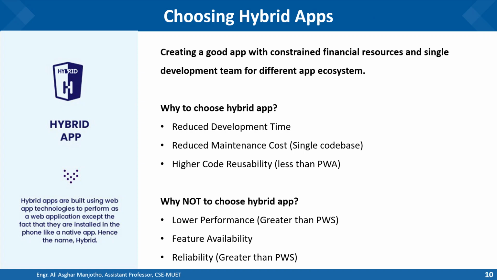So in hybrid applications, you have reduced development time, reduced maintenance costs, and high code reusability. These are the advantages that it gets from PWAs. And what are the downsides of the hybrid app? Their performance is not as good as the native apps. Of course, in this case, native apps are the prominent choice whenever performance is the key factor, but nevertheless their performance is somewhat greater compared to PWAs. And also the feature availability is again one of the major important factors there.